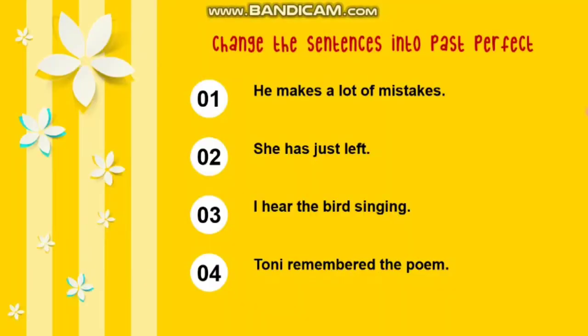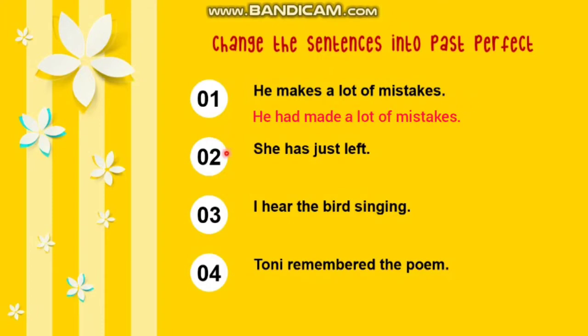Okay. In this slide, let's change the sentences into past perfect. Remember, past perfect is had plus verb 3. Okay, let's begin with number 1. He makes a lot of mistakes. Tadi berarti menjadi he dan ditambah had, and then makes-nya kita ganti ke dalam verb 3 menjadi made a lot of mistakes. So he had made a lot of mistakes.